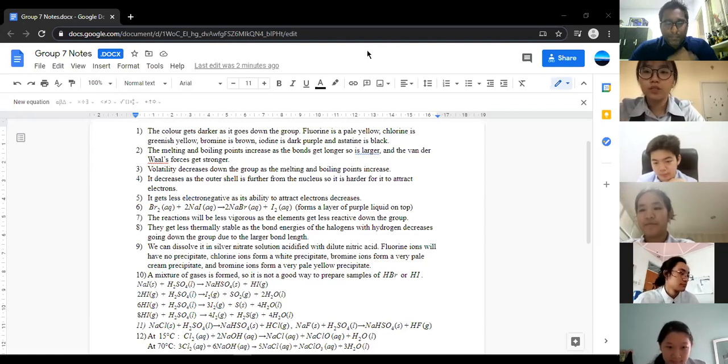For the trend of melting and boiling points going down the group, it generally increases going down the group because the size of the molecule increases due to the addition of the number of shells as you move down each period. Hence, the van der Waals forces are stronger, which requires more energy to break them, and hence resulting in a higher melting and boiling point going down the group.